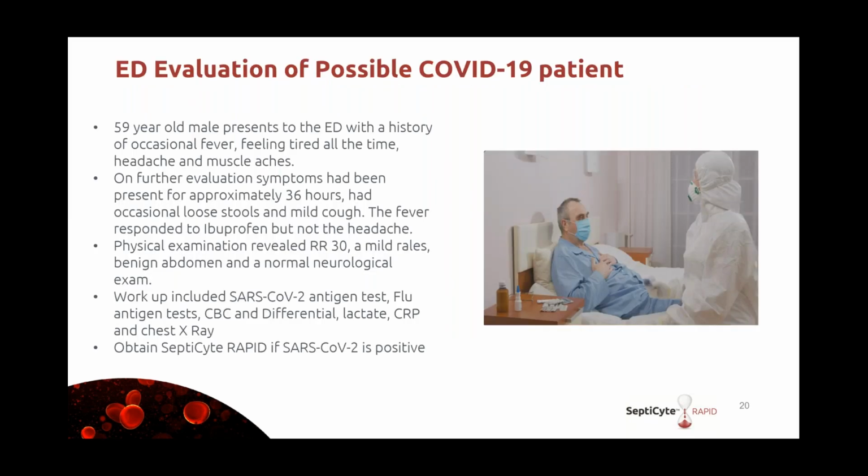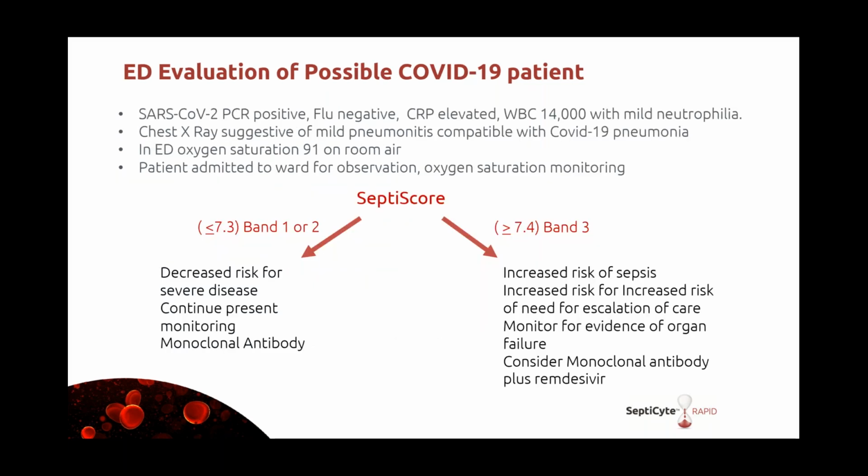Here is a couple of examples presented of patients who have been seen with COVID-19. This is a 59-year-old male who presents to the ED with a history of fever. Further evaluation showed symptoms for approximately 36 hours. A physical exam showed mild tachypnea, and workup included a SARS-CoV-2 test, a white count and chest X-ray, and SeptiCyte RAPID was obtained.